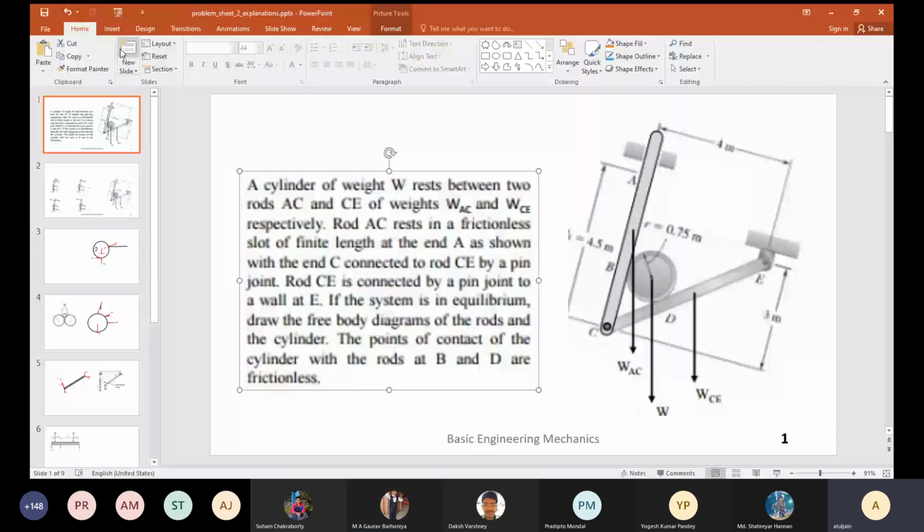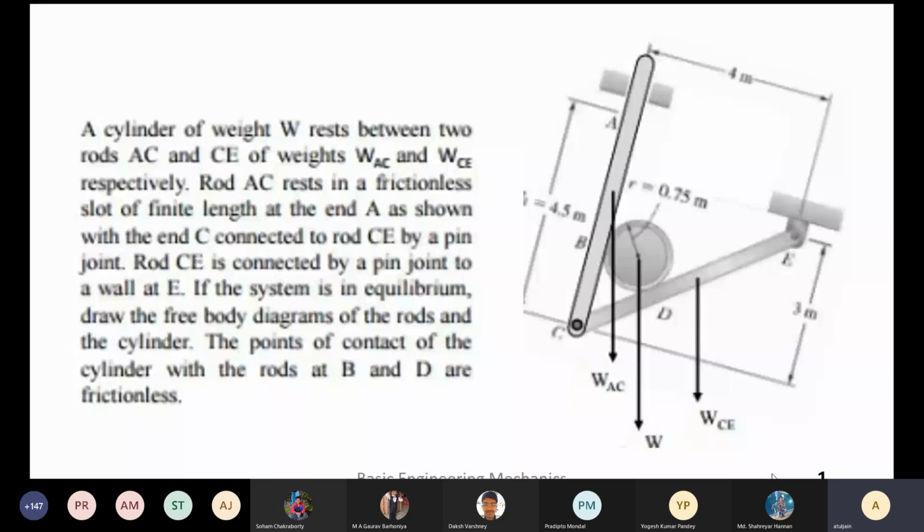So this is difficult because of this. You have to keep in mind this one. This is the most important phrase. Frictionless slot. So this length is not infinitely small. Okay, keep this in mind. Draw the free body diagram of ABC. I am projecting 4 choices. Number 1, 2, 3, 4.